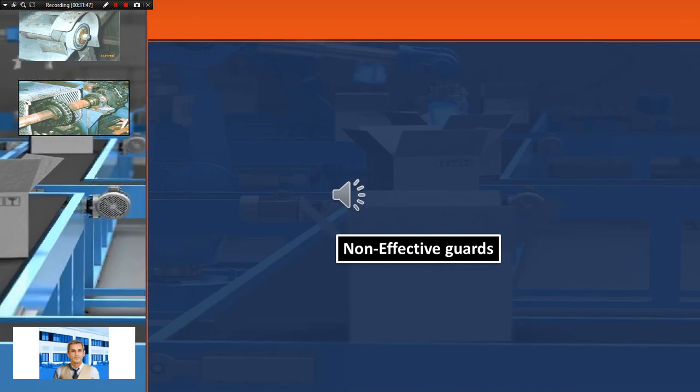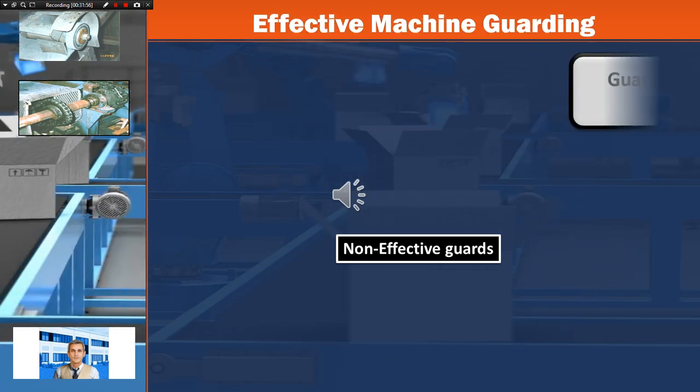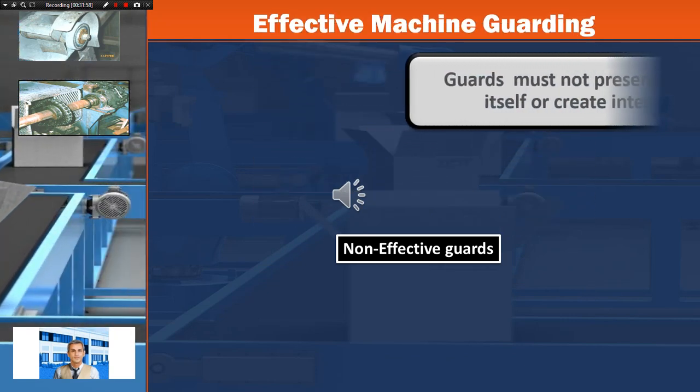Effective machine guarding. Guards must not present a hazard in themselves or create interference. Guards must not allow objects to fall into moving parts. The guard should allow safe maintenance and lubrication.